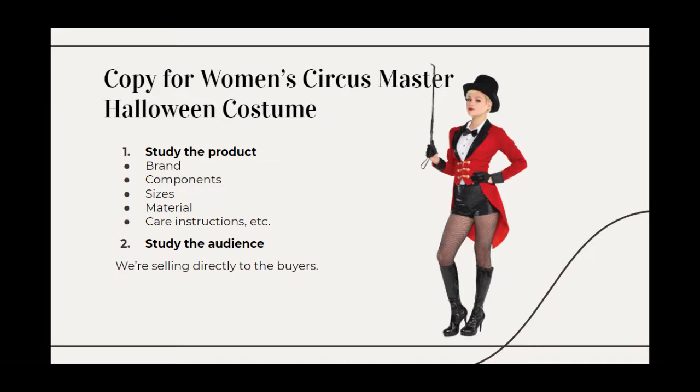For this next work sample, my process is really almost the same. Once again, I study the product's brand, components, sizes, materials, care instructions, and so on, based on the vendor's listing information and the photos on the asset manager site. Again, I studied the audience, which this time are women who are trying to find a Halloween costume. So now, we're selling directly to the buyers. Therefore, instead of saying, your kid, your little one, my language is going to include a lot of yous instead.